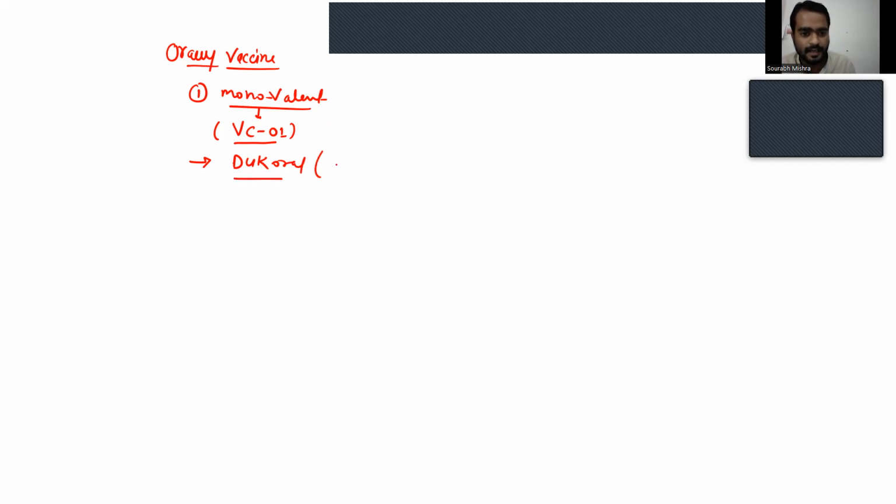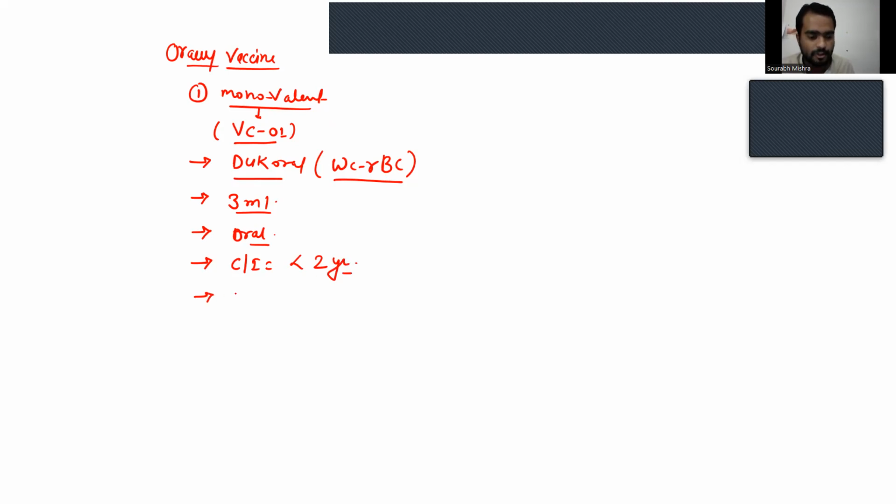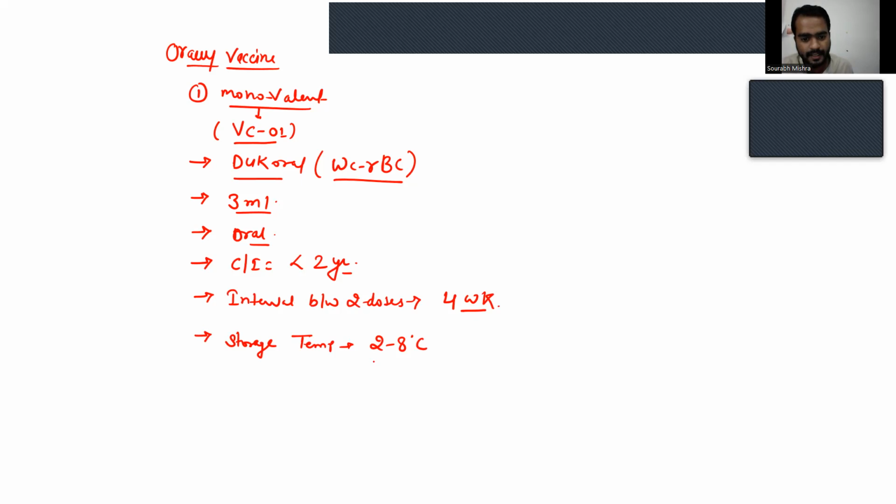Dukoral, that name is WC vaccine. The volume is 3 ml. Its route is oral and it's contraindicated in children less than 2 years. The interval between two doses is 4 weeks, and the storage temperature is 2 to 8 degrees centigrade.